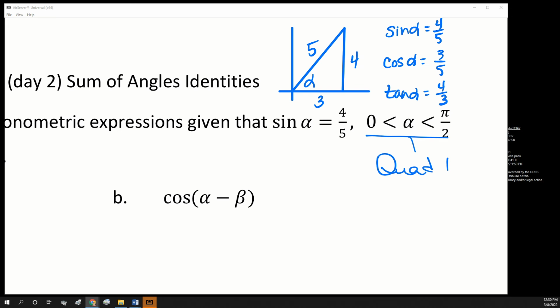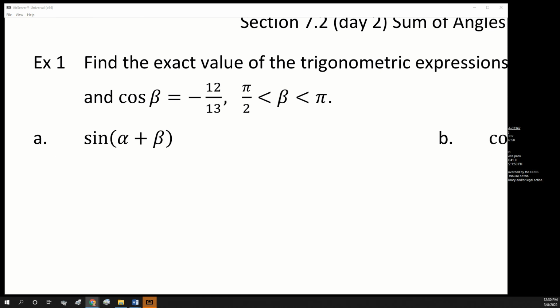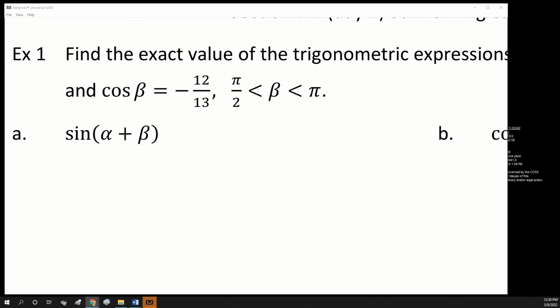And there is another angle called beta. The cosine is negative 4/5. Oh, no, it's not. Just kidding. I'm looking at the wrong side. The cosine is negative 12/13. And beta is between pi over 2 and pi. So what quadrant is that? Second.